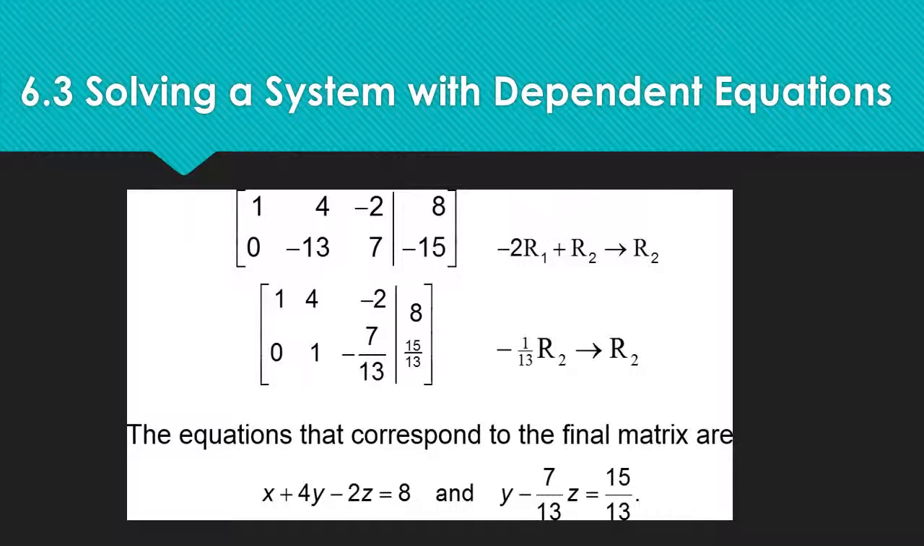Okay, the top matrix you see here is just a carryover from the previous slide. So this is what the last matrix on the previous slide was, just so you don't need to switch back and forth in case you've forgotten. So we're starting with this. We want to change the -13 in row 2, column 2 to a 1. So we're going to multiply the second row by -1/13, and it gives us some really weird numbers, but that's okay. So we have a 1, a -7/13, and a 15/13. So now we have 2 equations. We have x plus 4y minus 2z equals 8, and y minus 7/13z equals 15/13.